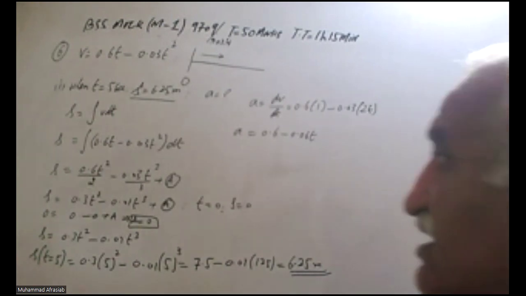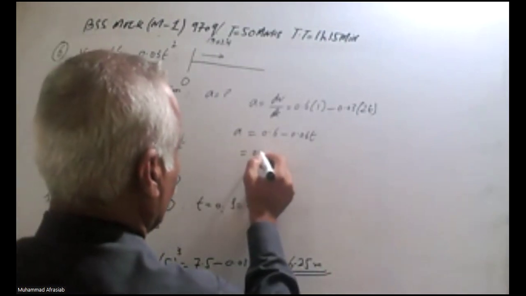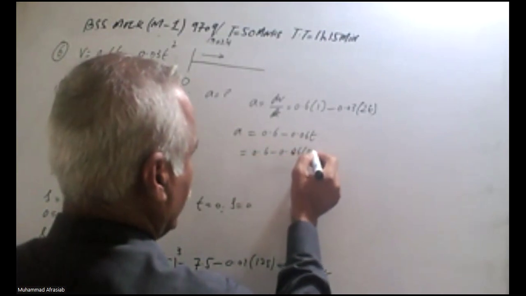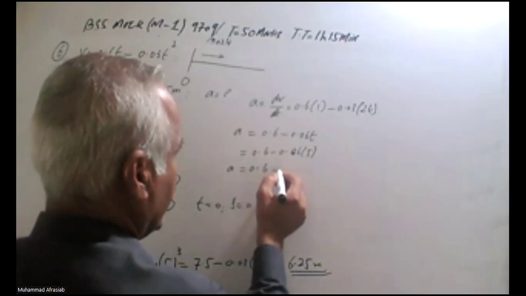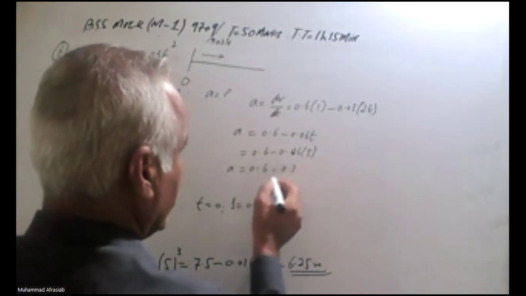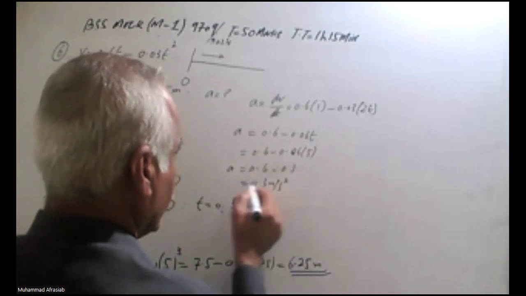Since they have mentioned the same time, t = 5, the acceleration will be equal to 0.6 - 0.06 × 5. So that acceleration is 0.6 - 0.3, which is equal to 0.3 meters per second squared, the acceleration of this particle at that point.